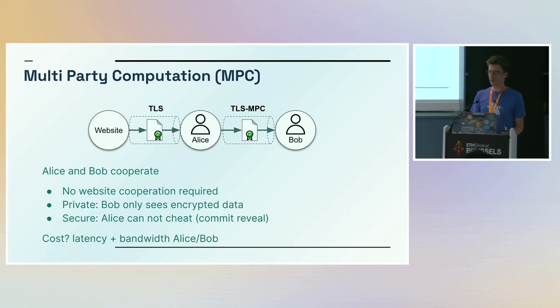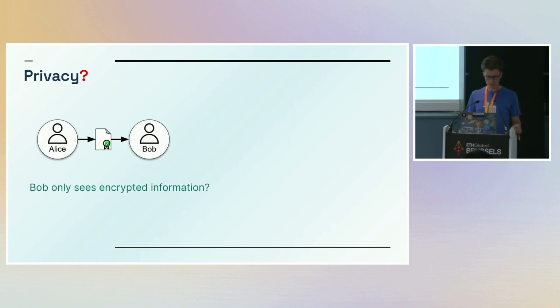Of course, there's no free lunch either, so there is a cost. There's definitely higher latency in that connection, and also a high bandwidth, so lots of encrypted messages need to be exchanged between Alice and Bob. But the good news is it works in a lot of cases. I told you Bob only sees encrypted information, which would be useless.